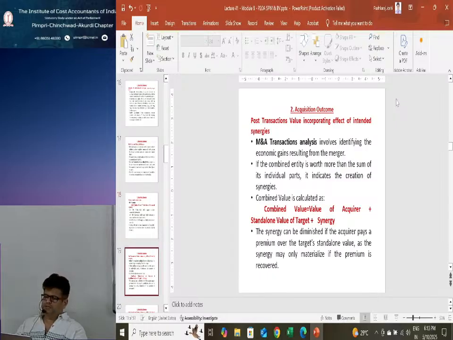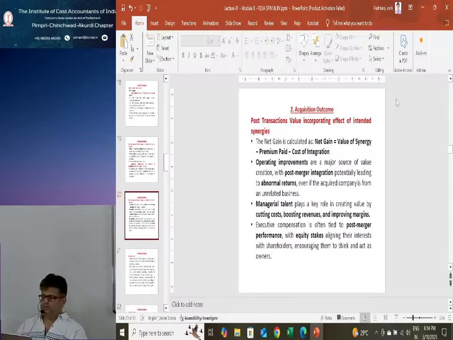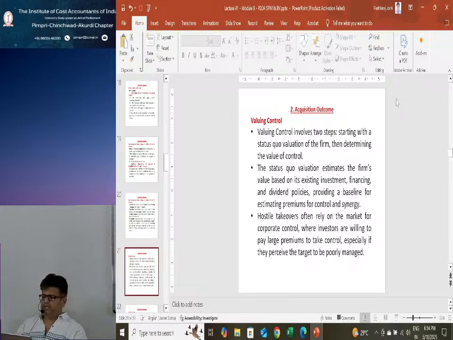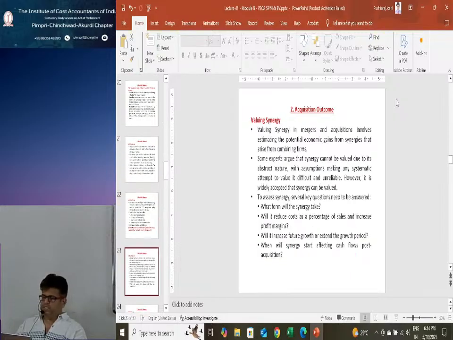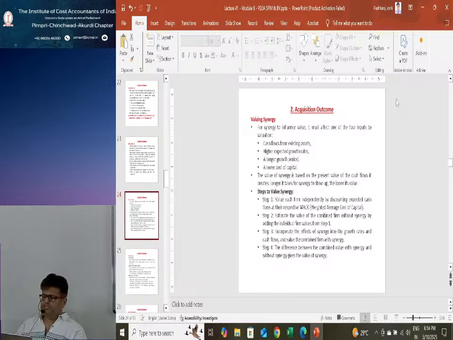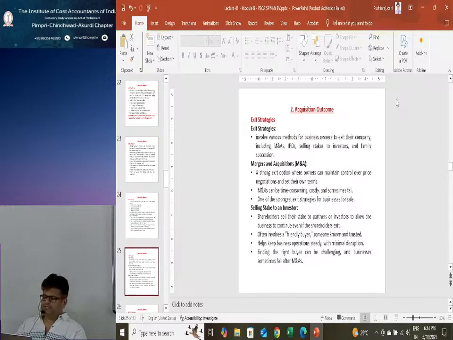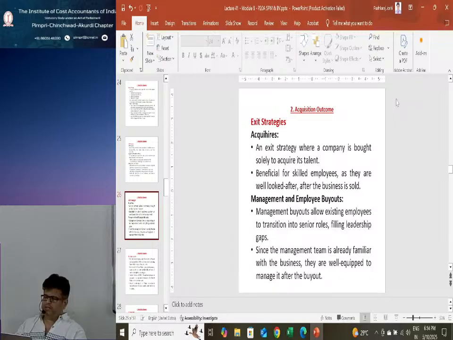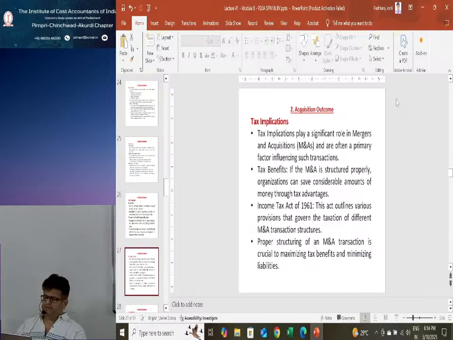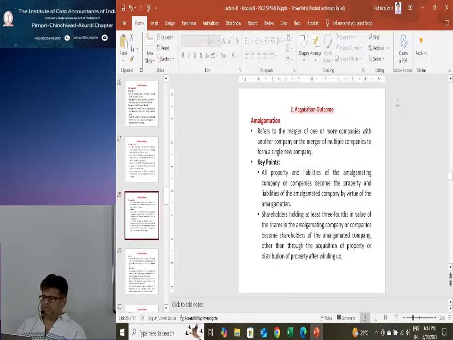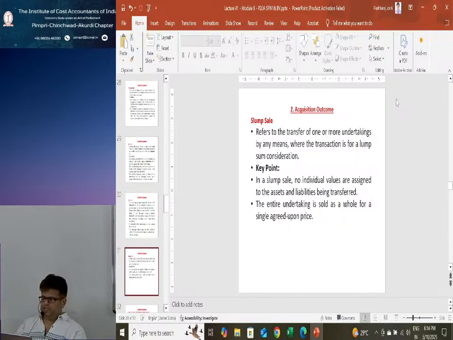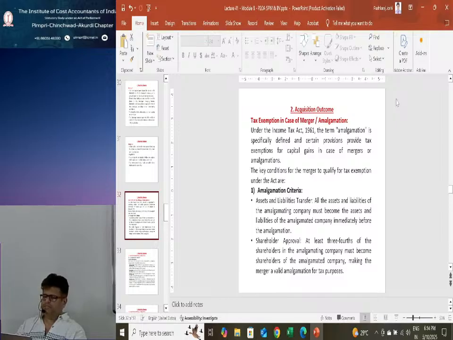Then we saw post-transaction value incorporating the effect of intended synergies, mergers and M&A transaction analysis, valuing control, then valuing synergy, steps of value synergy, then various exit strategies, which include mergers and acquisitions, selling stake to an investor, acqui-hires, and management and employee buyouts.